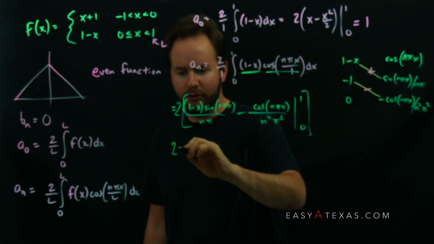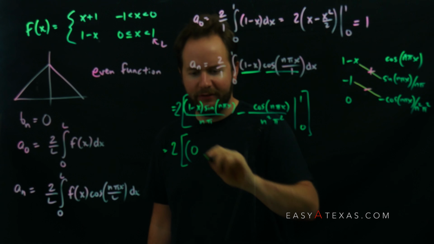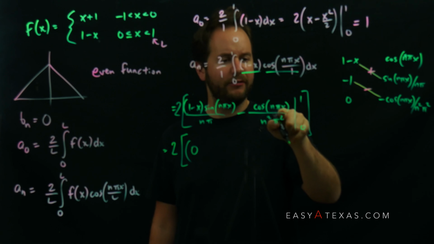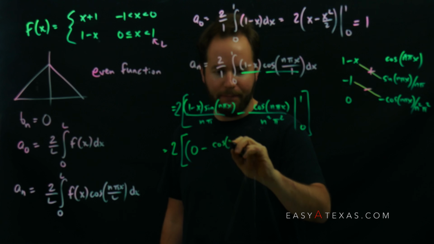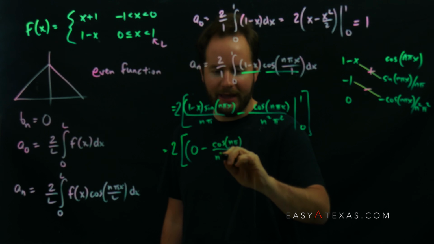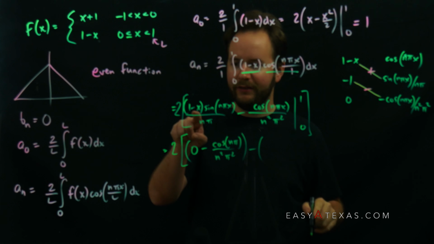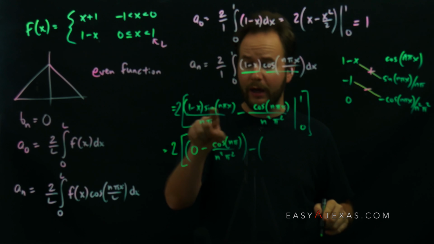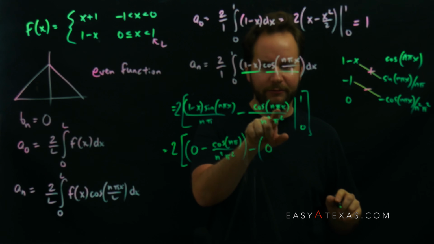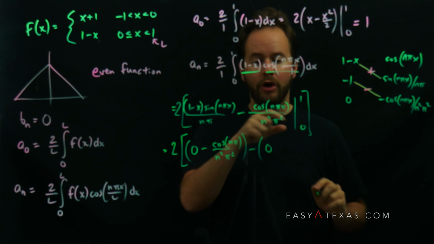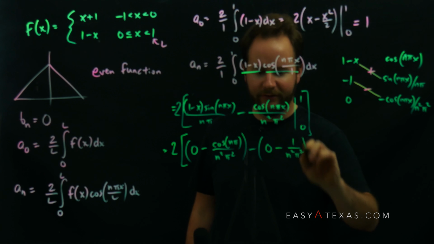When I do that, I get 2 times, open parentheses, 1 minus 1 is 0, 0 times anything is 0. Plugging in 1, n times pi times 1 is n pi, so I get cosine of n pi, all divided by n squared pi squared, minus what I get when I plug in 0. When I plug in 0 here, I get 1 minus 0, which is 1, but sine of 0 is 0. And when I plug in 0 here, 0 times n pi is just 0. Cosine of 0 is 1. So I get 1 over n squared pi squared.